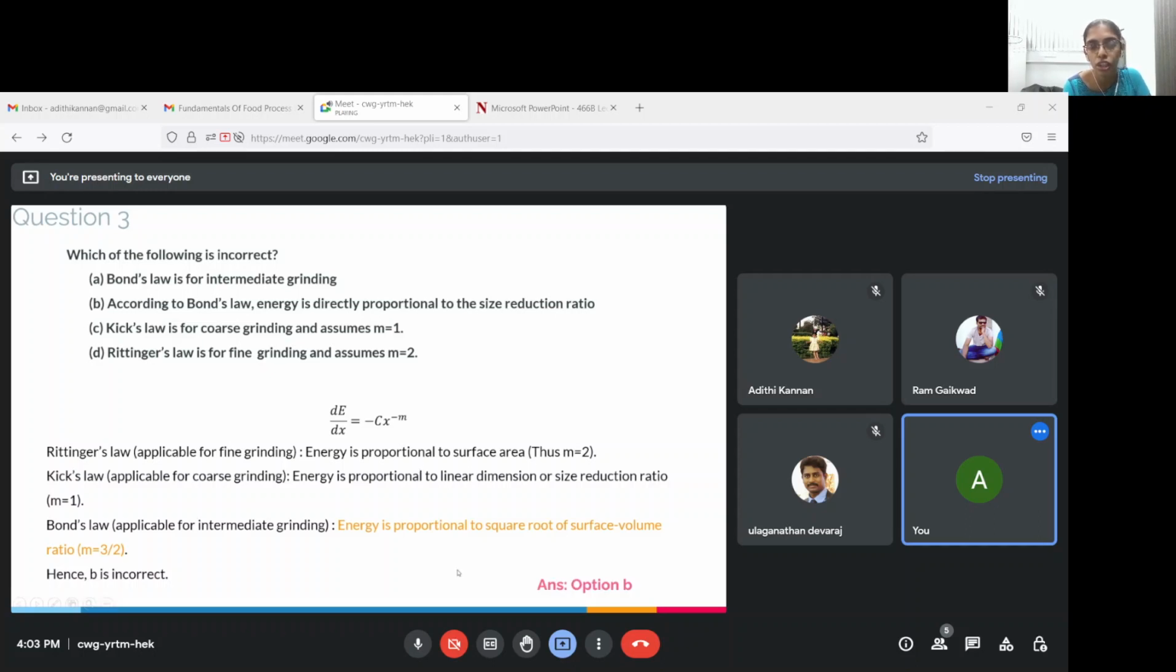So these are the three laws that have been discussed in the lectures, and the problems are also related to these three laws as well. Any doubt regarding these three laws? According to what kind of grinding we are looking at, we will apply different laws here.